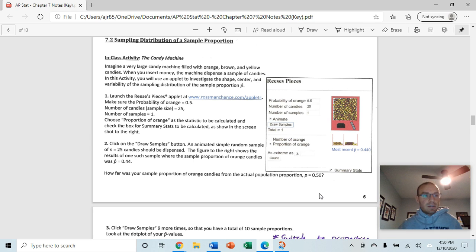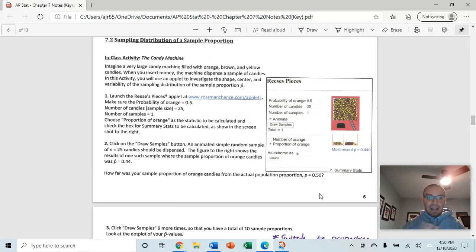So we're going to continue with Chapter 7 and Section 7.2, which deals with the sampling distribution of a sample proportion. The majority of the notes we're going to do in class. We're going to do a class activity and then several examples. I want to give you an idea of what we're now shifting gears into.